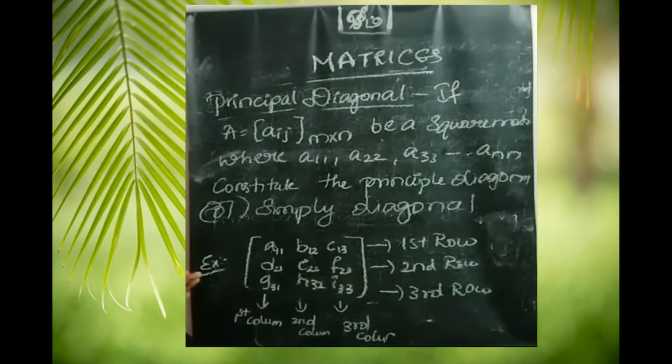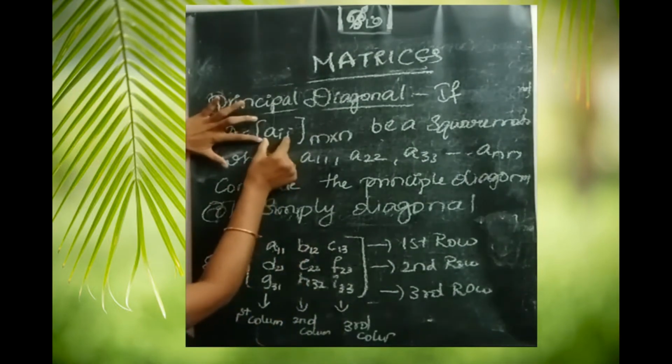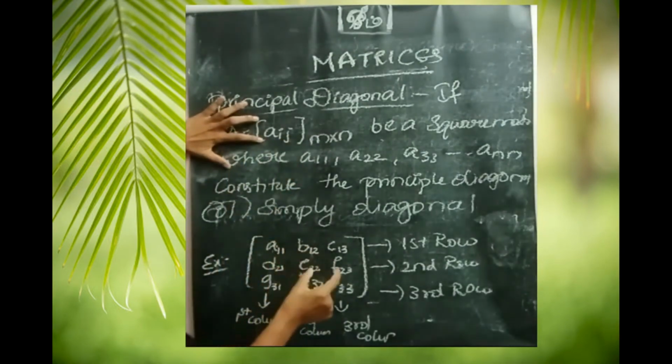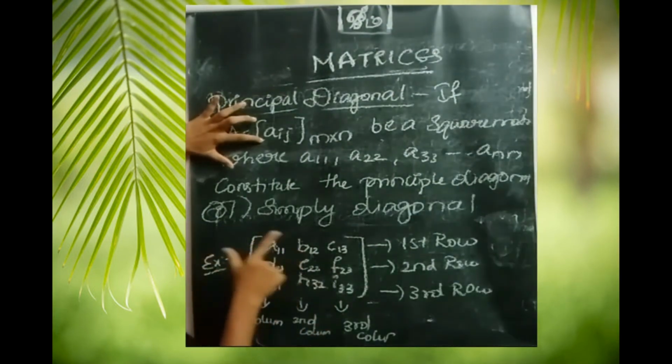Now, whatever value is given, they ask us to find out the position. Like this we have to find out. Okay, principal diagonal. If A means the whole matrix, this is the position of each number, each letter, or each variable. See here, this is the position.